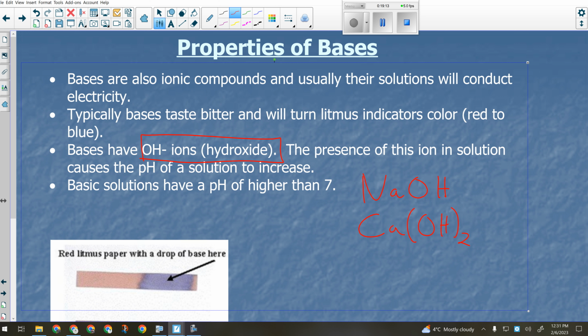Okay. All right, so basic solutions are going to have a pH of higher than 7. Okay, so 8 through 14. The stuff that we're going to have that's going to be a strong base in our lab is going to be 13, 14. Okay, it's going to be really, really strong. All right, and bases typically taste bitter. Right, so soap, for example, tastes bitter. It's got bases in it. Okay, it's typically a basic material. Lots of medications will taste bitter because they've got basic compounds in them. So if you've ever accidentally chewed a Tylenol or something, okay, it tastes really, really bitter.